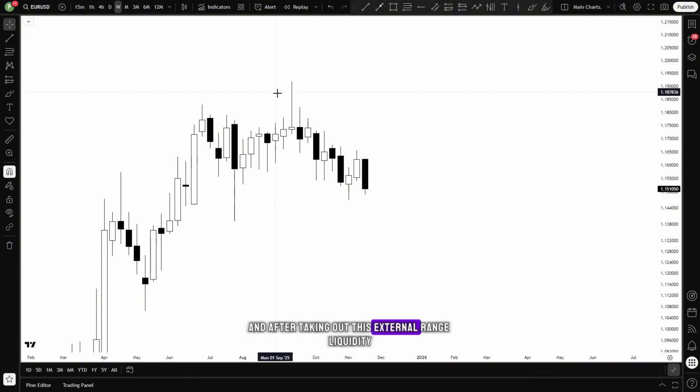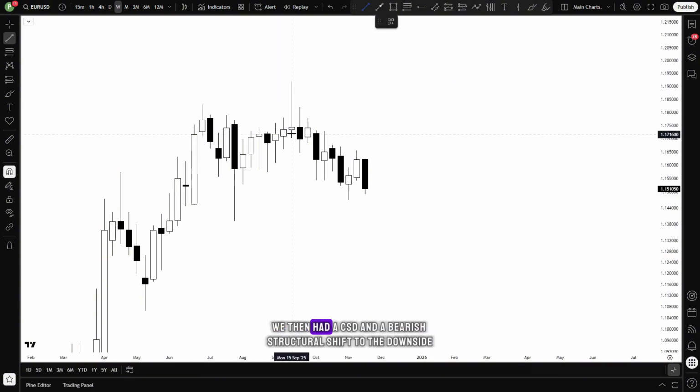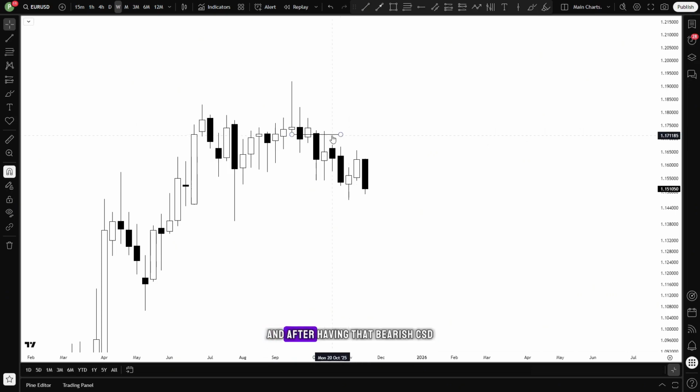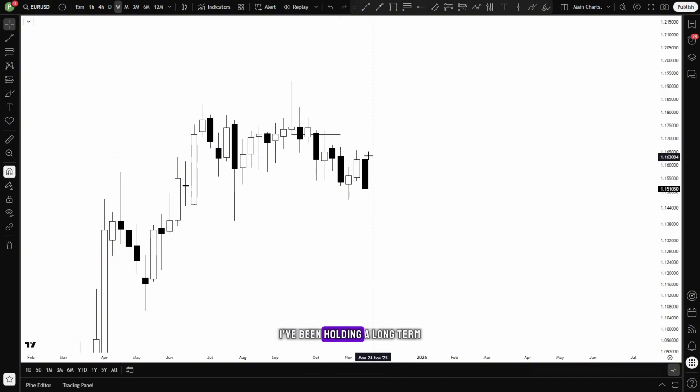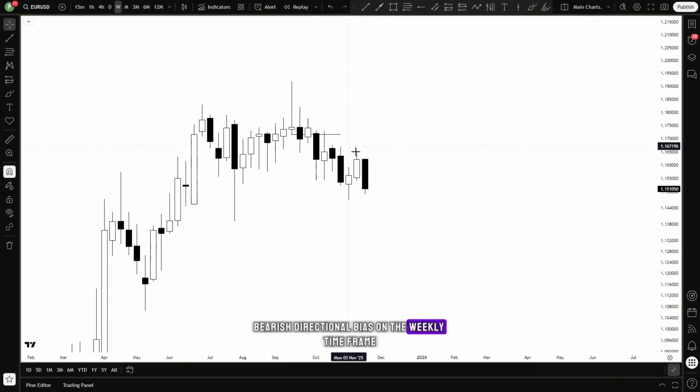And after taking out this external range liquidity, we then had a CSD and a bearish structural shift to the downside. And after having that bearish CSD, from that point on, for over 2 months, my primary long-term directional bias on the weekly time frame turned bearish. From that point on, after having the CSD, for over 2 months, I've been holding a long-term bearish directional bias on the weekly time frame.